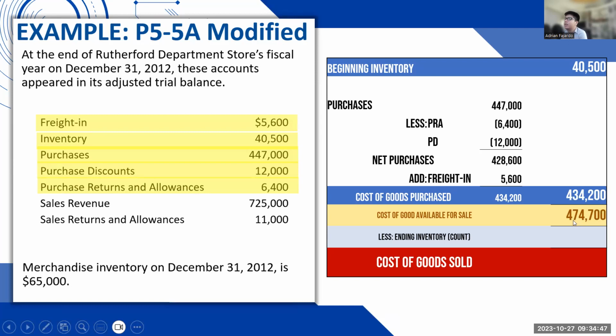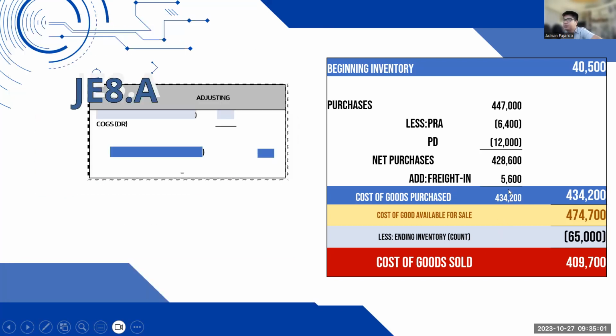Less your ending inventory, which is 65,000, will give me my cost of goods sold of, ay, 409,700. So with that, ano yung journal entry natin to find cost of goods sold?